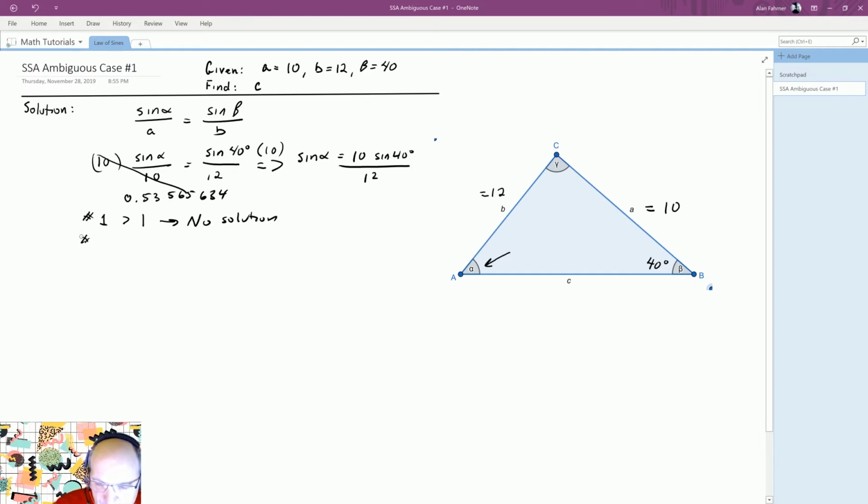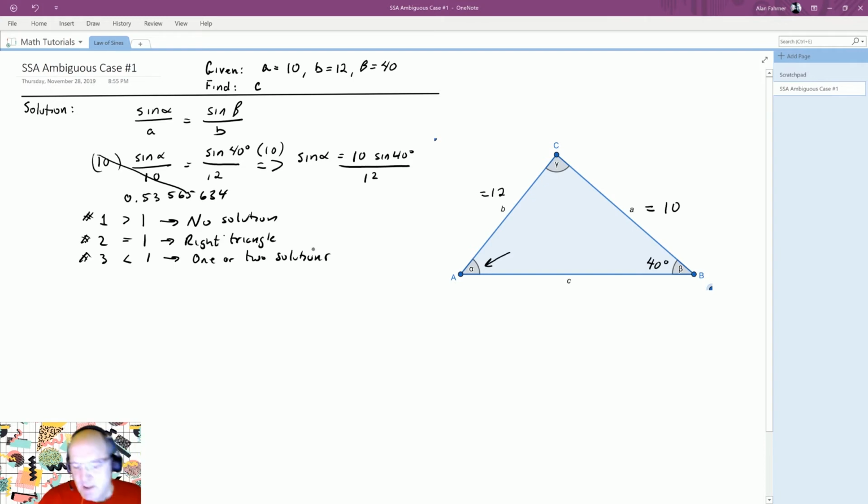The second option that we have is that it equals 1. If that's true, then it's a right triangle. And there are easier ways to figure things out once you know that you have a right triangle. And then number 3, it's less than 1, which is our case right here. Then we're going to find out that we have 1 or 2 solutions. So how do we deal with that?